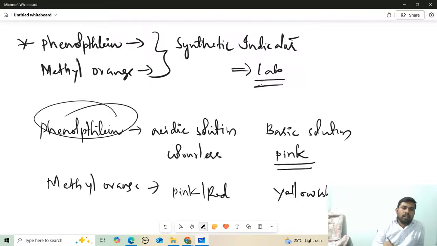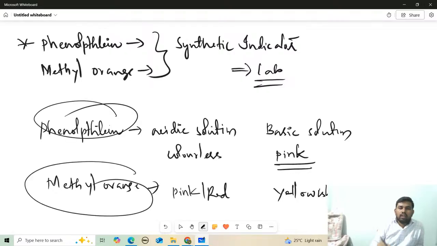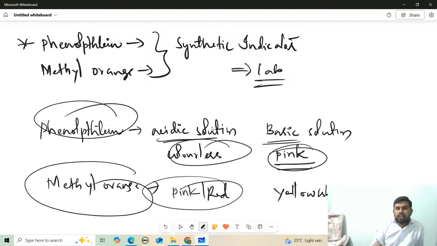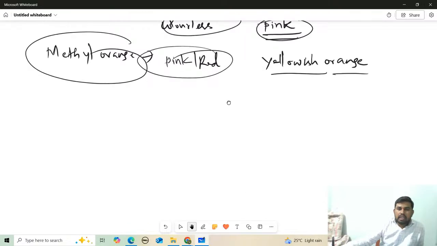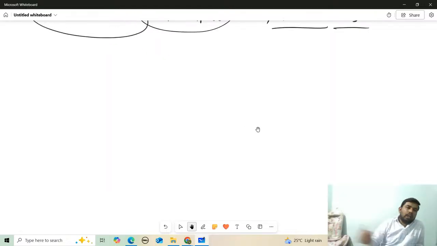Phenolphthalein indicator is synthetic, and methyl orange is also a synthetic indicator. Phenolphthalein will show colorless in acidic medium, and pink color in basic medium. Methyl orange will show pink or reddish color in the acidic medium, and yellowish orange in the basic medium. This is about color indicators. Try to understand, again I'm saying these are called color indicators, meaning based on the color.